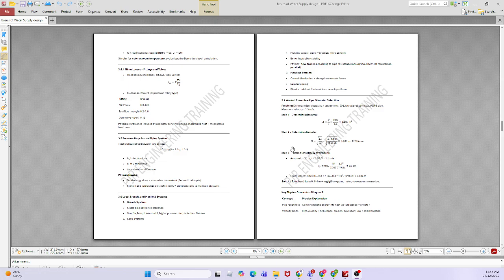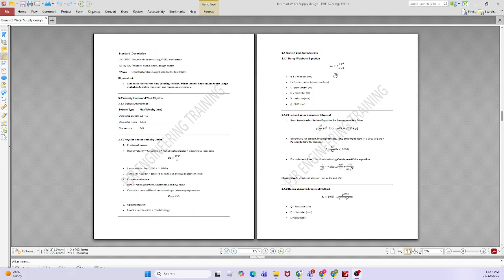Then you can see one example here of how they calculate the pressure losses. Determine the pipe area, A equals Q by V, which is the continuity equation. You can calculate the area, then determine the diameter D. Then for the friction loss, you can use HF with these equations, with the K factor multiplied by velocity squared divided by 2G. This will give you the friction loss using these equations.